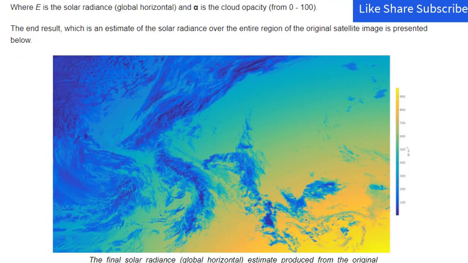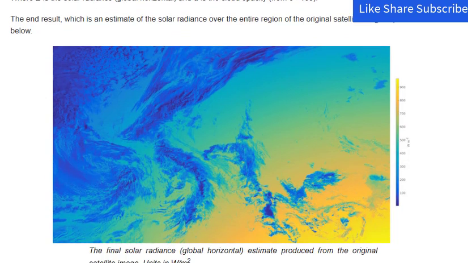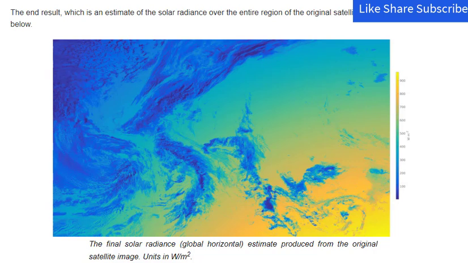The end result, which is an estimate of the solar radiance over the entire region of the original satellite image, is presented below. The final solar radiance global horizontal estimate produced from the original satellite image. Units in watts per square meter.